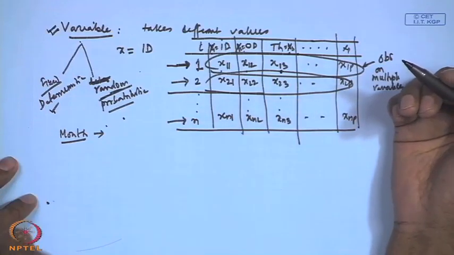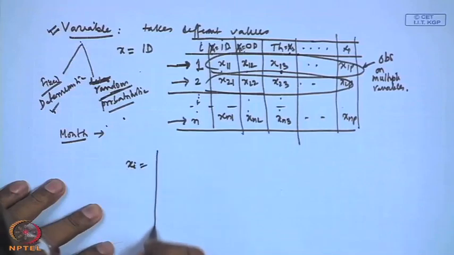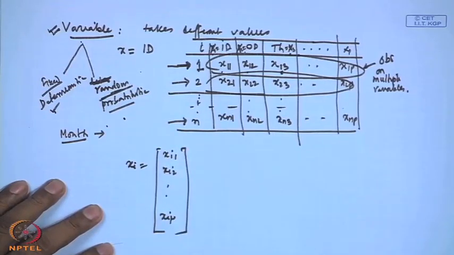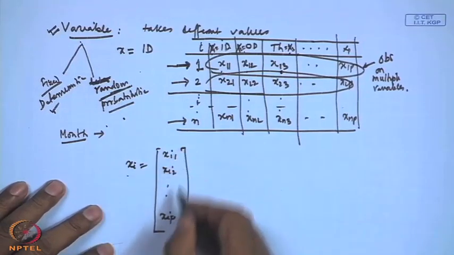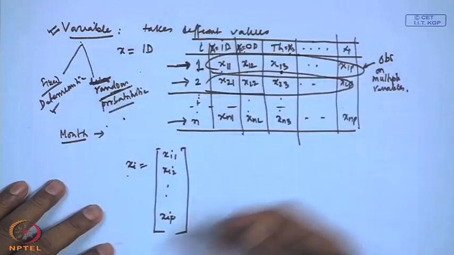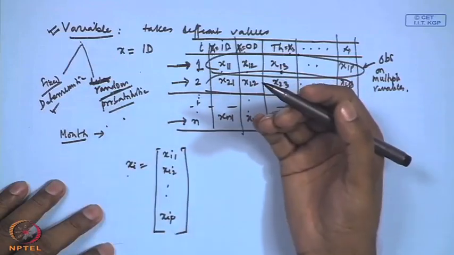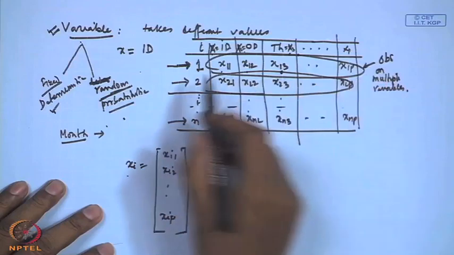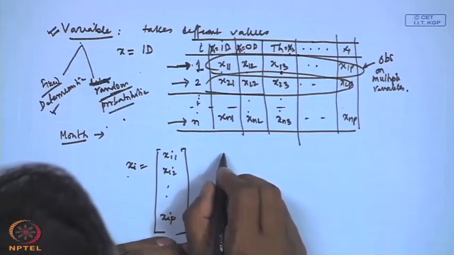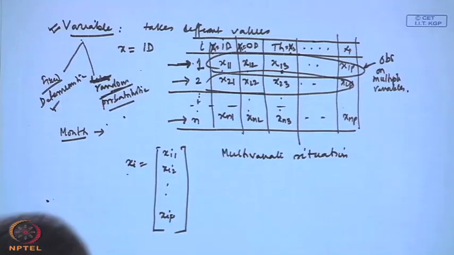Then when multiple variables come into picture, each observation is a variable vector. For example, if I take the ith observation here, then x i will be x i 1, x i 2, like this x i p. So, it is a variable vector, that is ith observation on p variables. So, when we deal with this type of situation, where each of the observations has multiple values, in the sense values on more than one variable, then the situation is a multivariate situation.